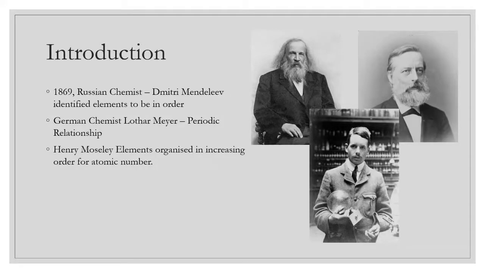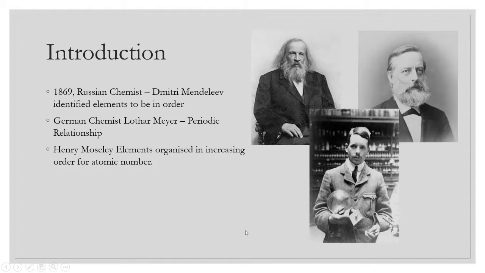Introduction. Before we proceed further into the atomic structure and understand the periodic table, we have to know about these three people: Dmitry Mendeleev, Lothar Meyer, Henry Moseley. In 1869, a Russian chemist named Dmitry Mendeleev discovered that elements exhibited a repeating pattern of properties when organized in order of increasing atomic mass. He called this observation the periodic law. Then the German chemist Lothar Meyer also observed the atomic periodic relationship around the same time. But as fate would have it, Mendeleev is credited with the discovery because he was the first to organize the elements.